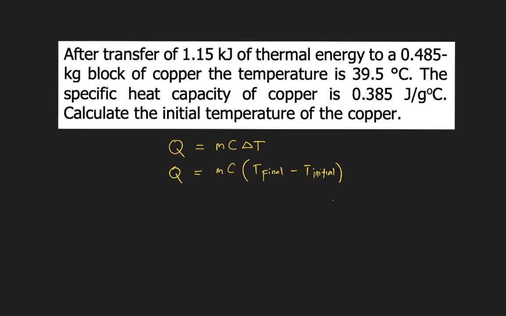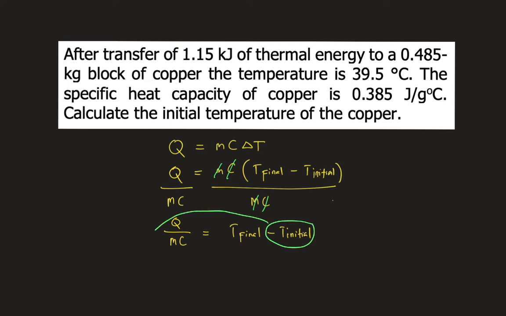So in order to solve this, we must rearrange the equation. First, divide both sides by mc. So mc on the right side will cancel. We are left with Q over mc on the left side is equal to T final minus T initial on the right side. If we want to solve for T initial, we can transfer the negative T initial onto the left side and it becomes positive.